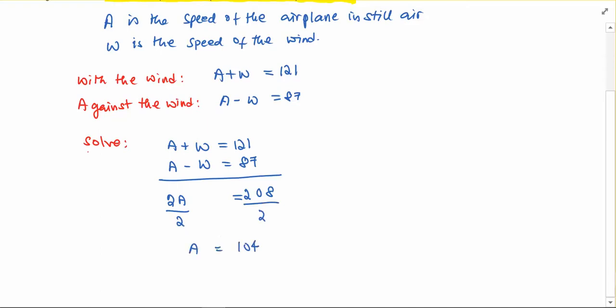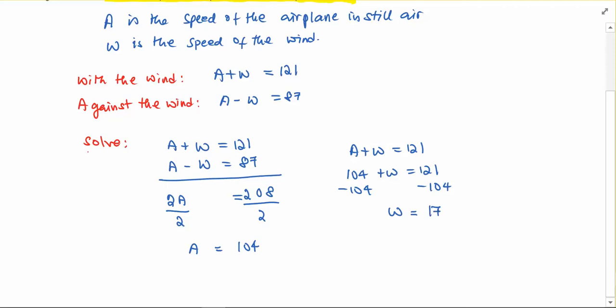So if you connect this back to up here, what we just found is the speed of the airplane in still air. We're not done with this. We're going to find the speed of the wind as well. So take either one of the two equations, use 104, and find the other letter. So we have A plus W equals 121. A is 104 plus W equals 121. So minus 104 from both sides. And we get W equals 121 minus 104, which is 17.